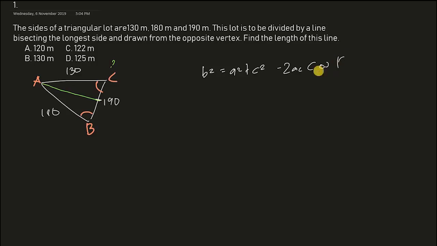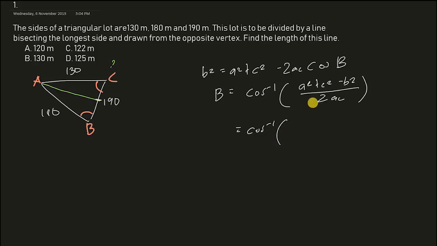cosine of B. Alright. So, since we are finding for angle B, let's manipulate the formula. That would be equal to B is cosine inverse of A squared plus C squared minus B squared over 2AC. That's manipulating the formula. So, let's substitute. Cosine negative 1. A squared, guys, is 190 squared plus C squared is 180 squared minus B squared is 130 squared over 2 times 190 times 180.